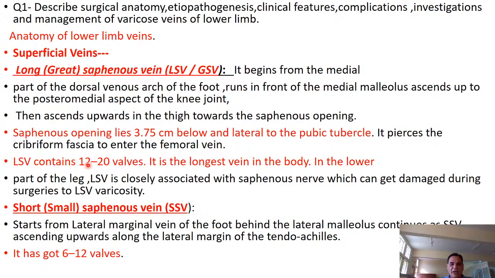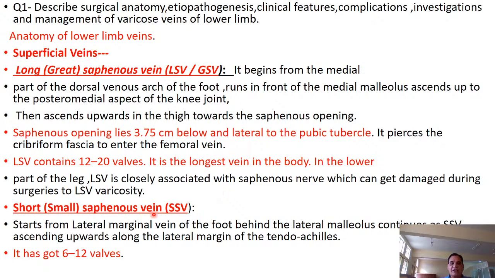The specialty of LSV is it contains 12 to 20 valves. The valves are for maintenance of blood flow towards the heart. And remember, it is the longest vein of the body. In the lower leg, the LSV is closely associated. Look at the applied anatomy. LSV is closely associated with the saphenous nerve. What is the importance? This nerve can be damaged during the surgery of a long saphenous vein.